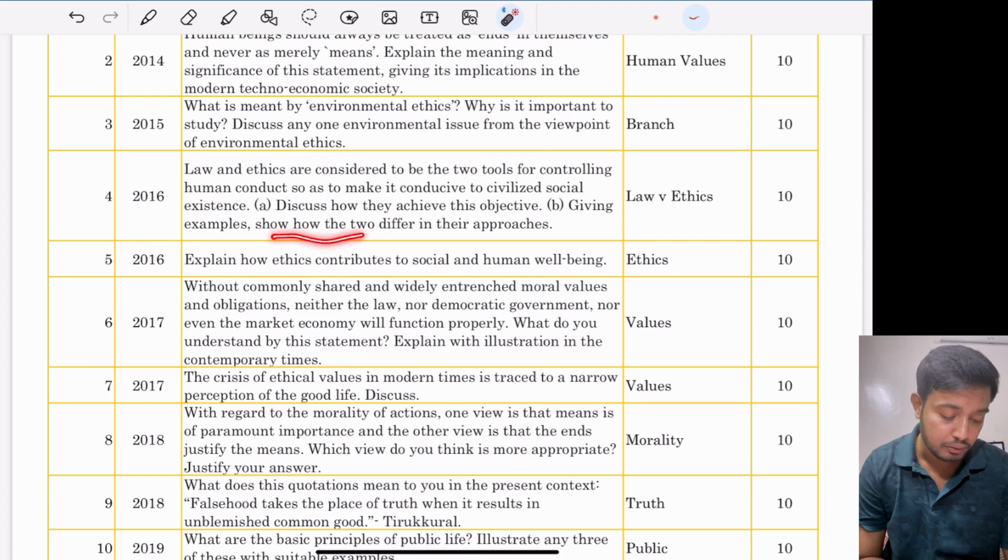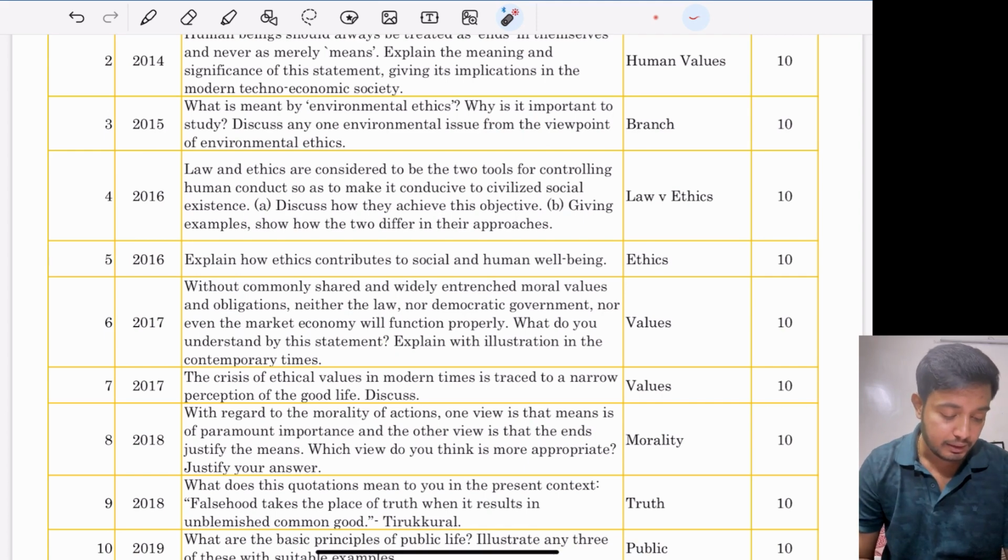Giving examples shows how the two differ in their approaches. So once again, see the question. Law and ethics are considered to be two tools. One tool is law, and the other tool is ethics, for controlling human conduct so as to make it conducive to civilized social existence. So immediately there is one subtopic called law and ethics. What is law? What is ethics? Where law becomes more important than ethics in controlling human conduct, and where ethics becomes more important than law. And there is the concept of Lawrence Kohlberg's stages of society: pre-conventional, conventional, and post-conventional. So all this comes under this part.